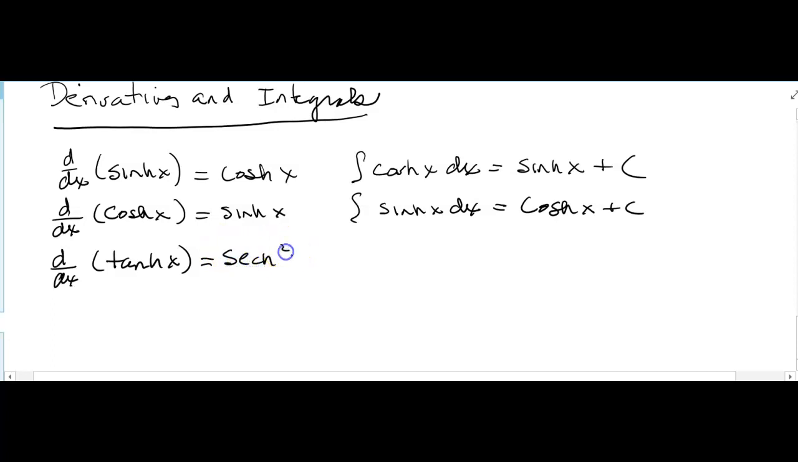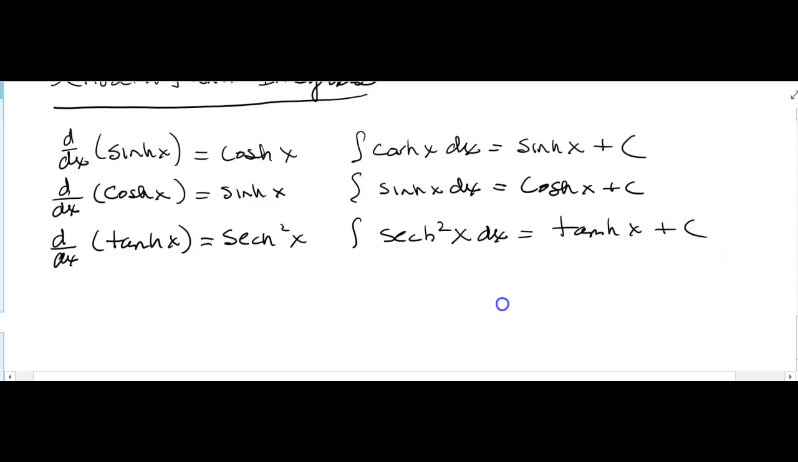The integral of hyperbolic secant, whoops, I got a little ahead of myself, squared dx equals tanh x plus c. All right, so let's just finish this off.